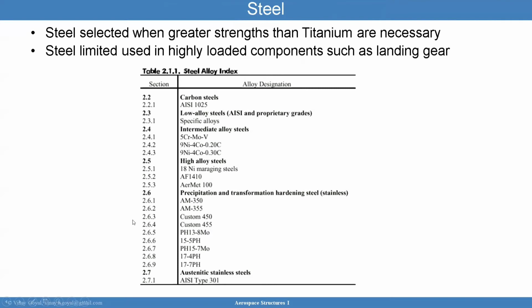Here are alloy designations for steel, which have greater strengths than titanium. And steel is limited and is used in highly loaded components such as landing gear because it's heavy. And so here are the different alloy designations you will find in the Mil Handbook. Carbon steels, low alloy steels, intermediate alloy steels, high alloy steels, precipitation and transformation hardened steel, stainless steel. And here are the various combinations, and they're all quite used. And then you have your AISI type 301.